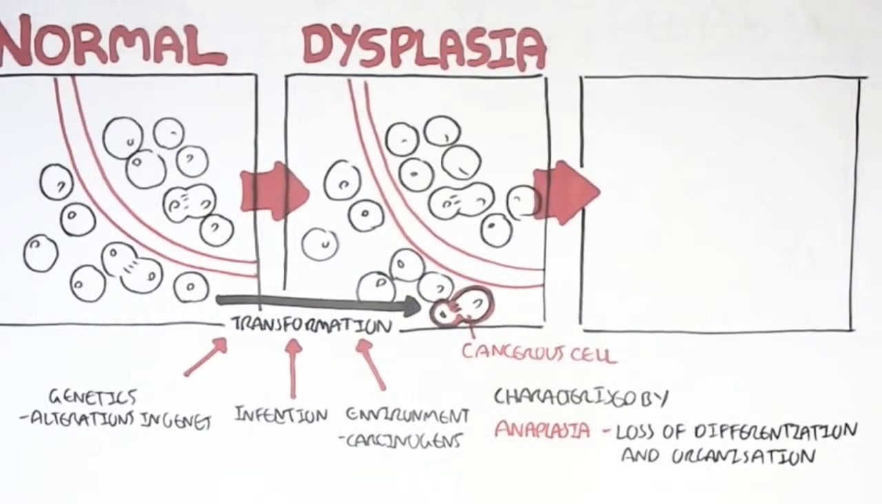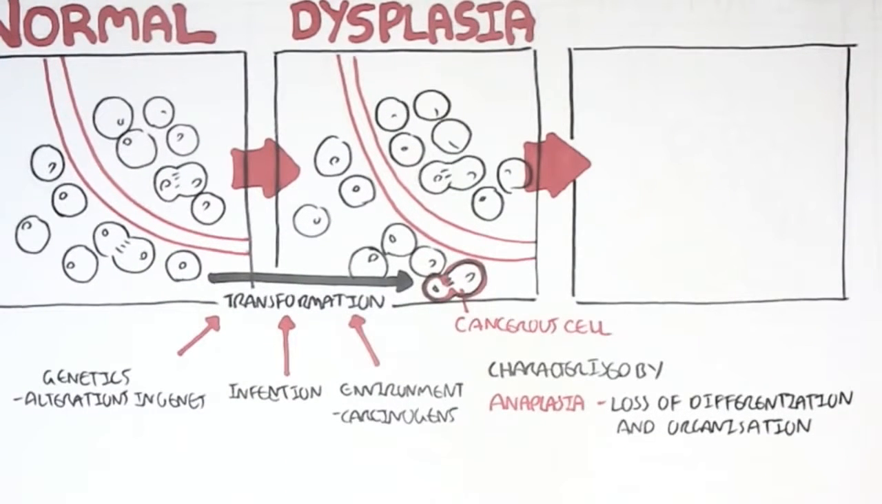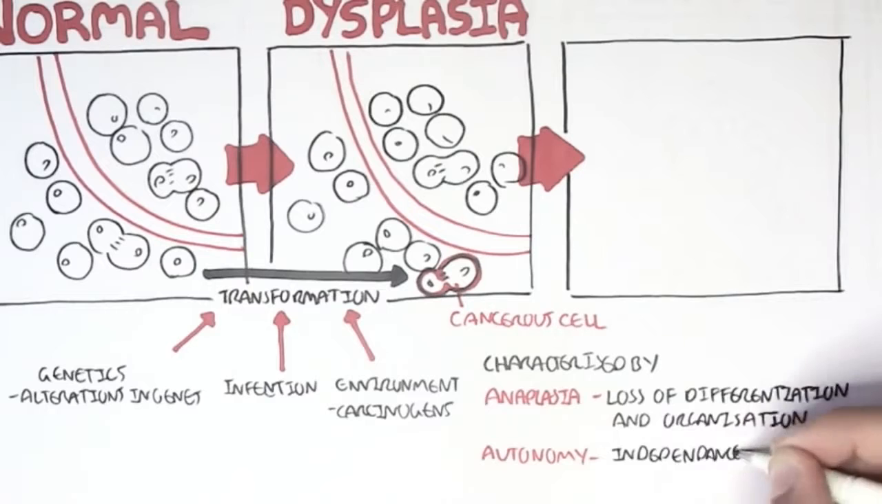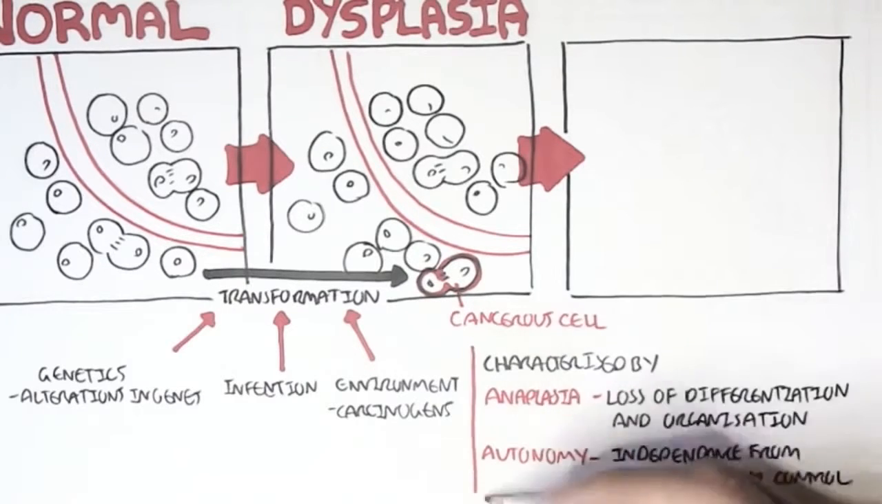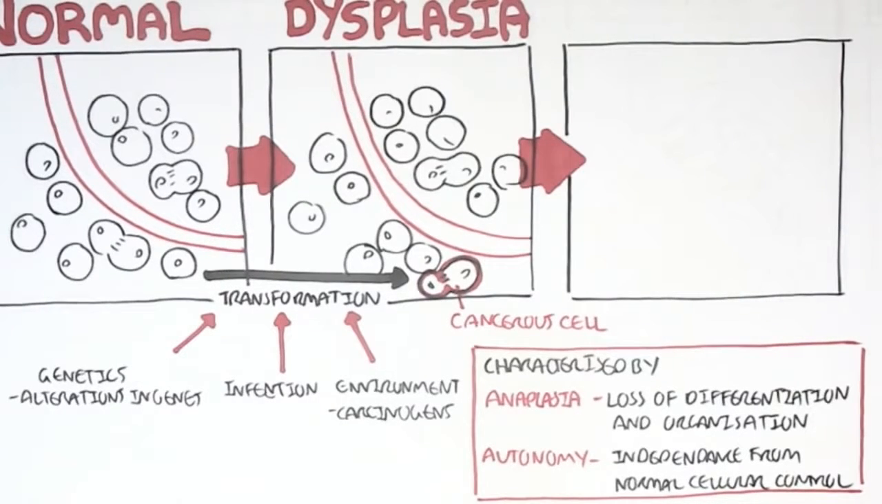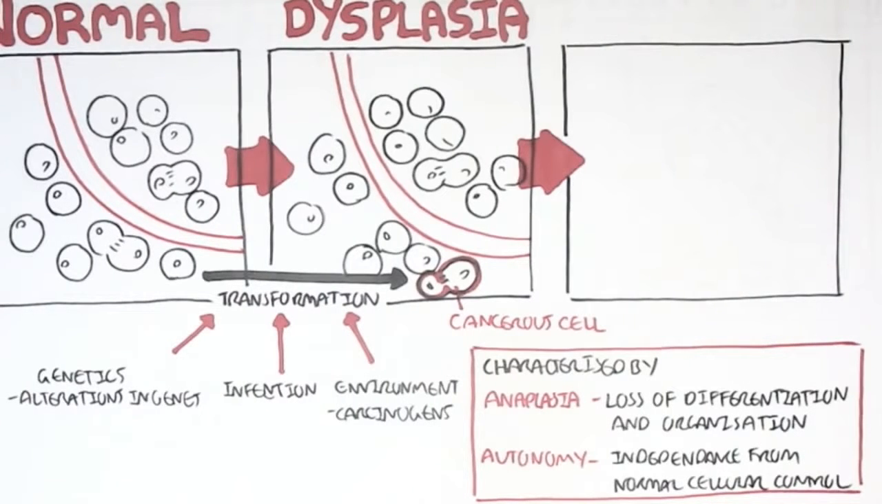Now, loss of organization means that these cancer cells don't have to stay in one layer. They could just stack on top of each other, even though they're not meant to. Finally, cancer cells are characterized by autonomy. Autonomy means independence from normal cellular control. Normally cells will divide in a controlled manner. So it can divide slowly, for example. However, in the cancer cells' case, the cancer cells divide very rapidly. They proliferate heaps. They are not under control.